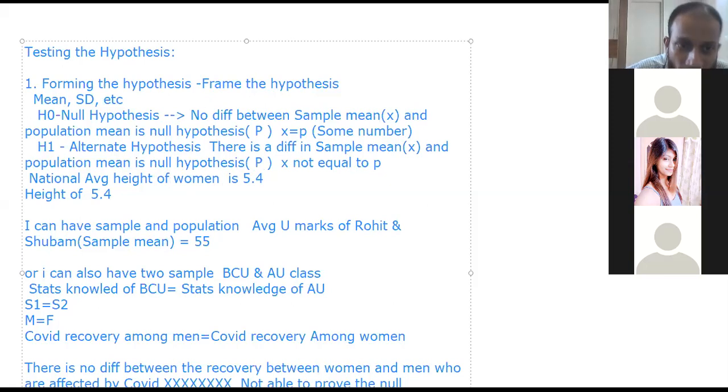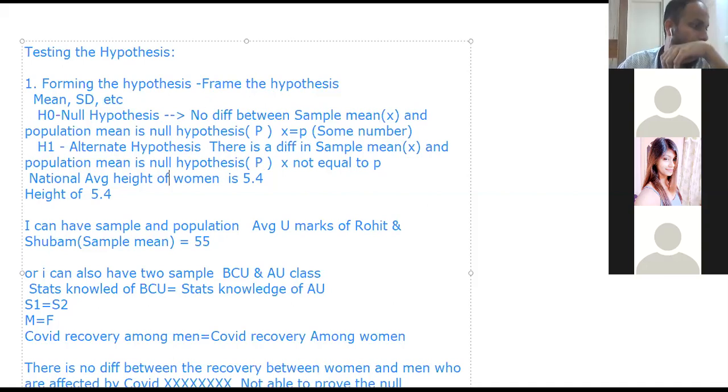If your height is only 5 and the national average height is 5.4, that means I'm not able to prove the null hypothesis. When I'm not able to prove the null hypothesis, the one which comes into the picture is the alternate hypothesis. When the sample mean and the population mean are equal, I am able to prove the null hypothesis. When the sample mean is not equal to the population mean, I am not able to prove the null hypothesis; rather, I am able to prove the alternate hypothesis.